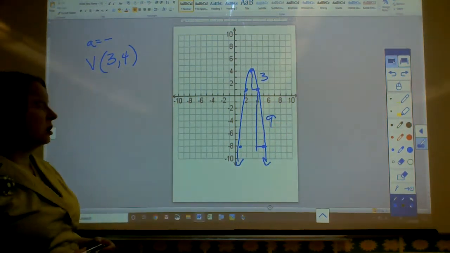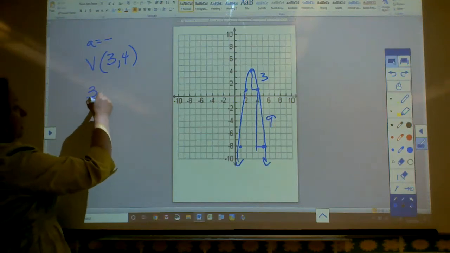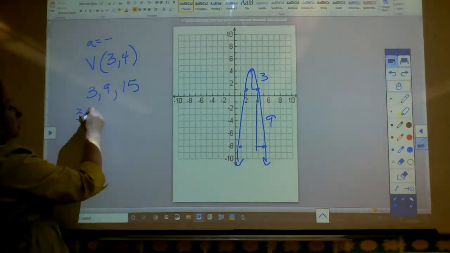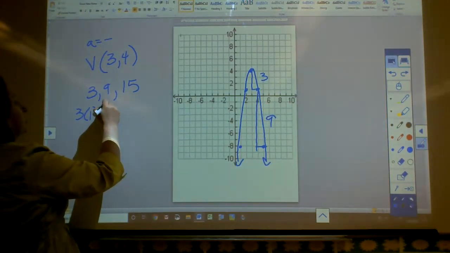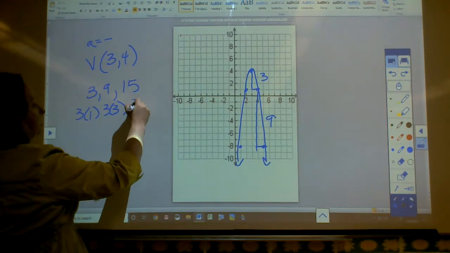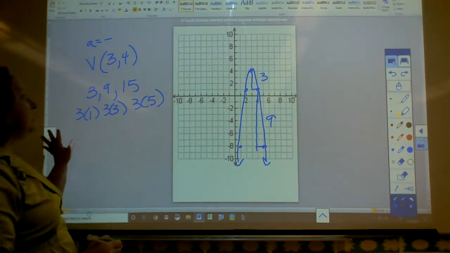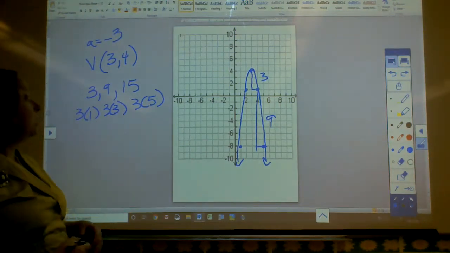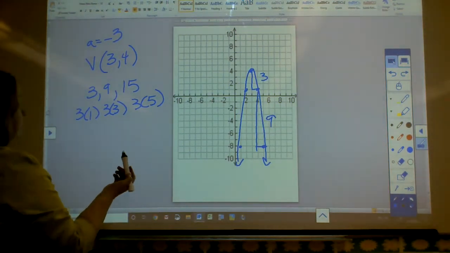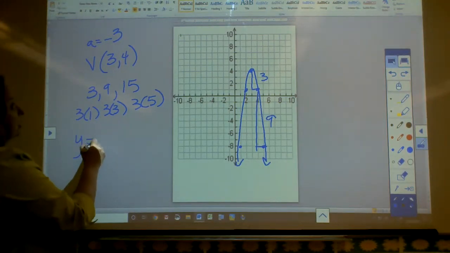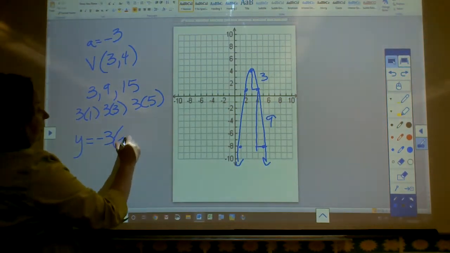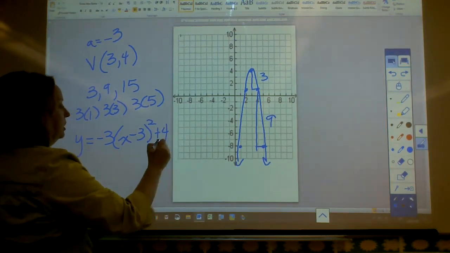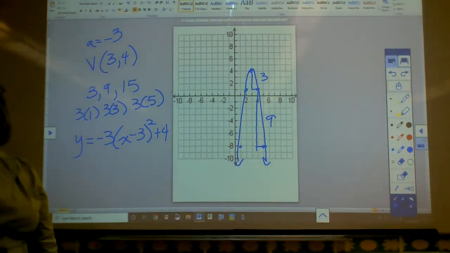So it looks like it's going to follow 3, 9, 15. So that's 3 times 1, this is 3 times 3, and this is 3 times 5. So that's the pattern. So I'm thinking my a value is -3. And then again, all I have to do is sub in these values. So y is going to equal -3 times (x minus 3) quantity squared plus 4. And that's going to be the equation of that graph.